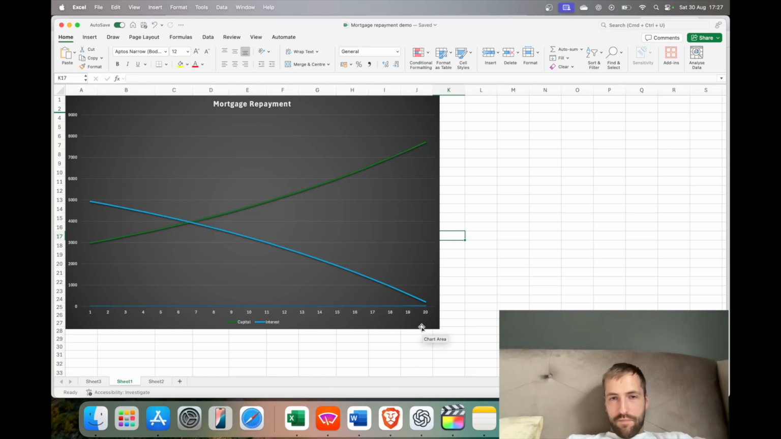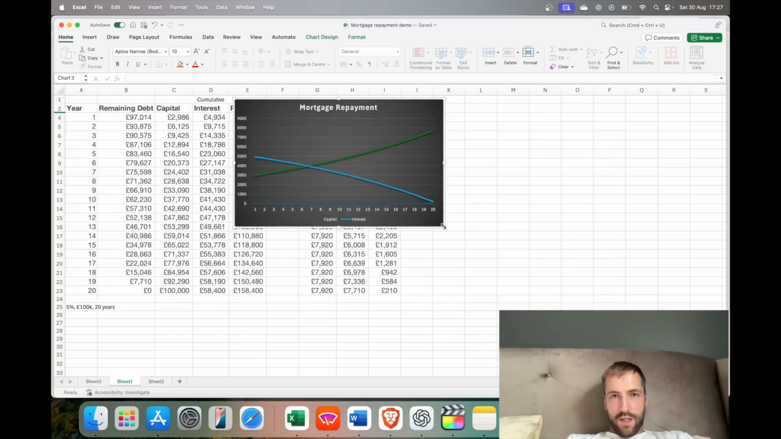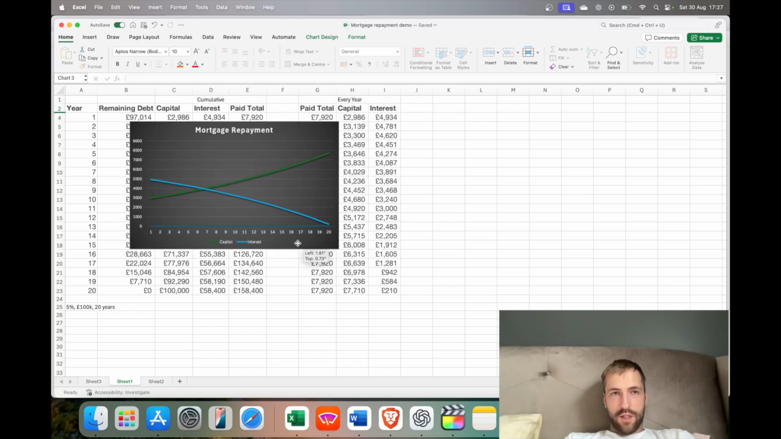So okay, I think that makes sense. From this analysis, what we've shown is that with a 5% mortgage over 20 years, you are looking at 7 years of paying more interest than capital, and then after year 7, starting to pay less interest and more capital, which is where things get better for you.